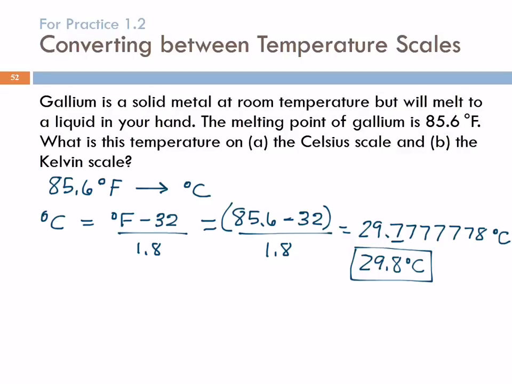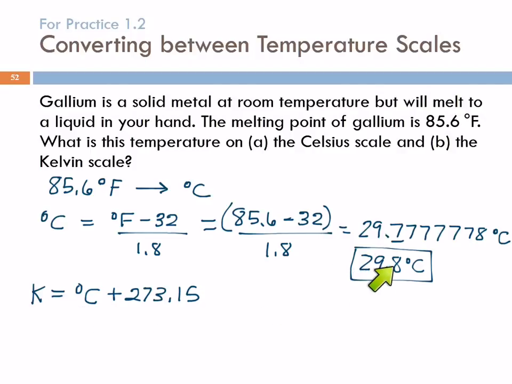Well, we're going to need an equation, so we can go back to that previous slide. The equation to convert from Celsius to Kelvin is Kelvin equals the Celsius temperature plus 273.15. We want the Kelvin temperature. This equation uses the Celsius temperature, and we just calculated that.